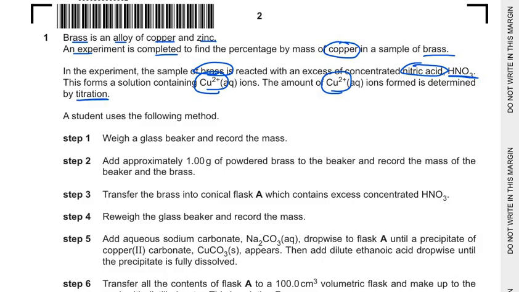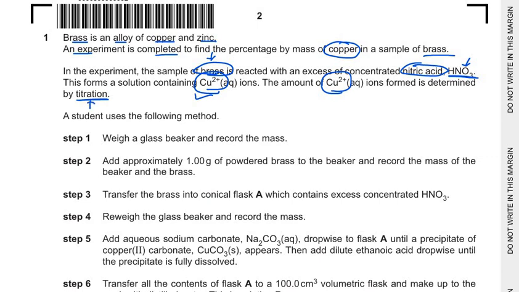So what are we doing? We are taking brass in some quantity, reacting it with concentrated nitric acid to get copper into its ionic form, and then we are determining the amount of Cu2+, that is copper ions, with the help of titration.